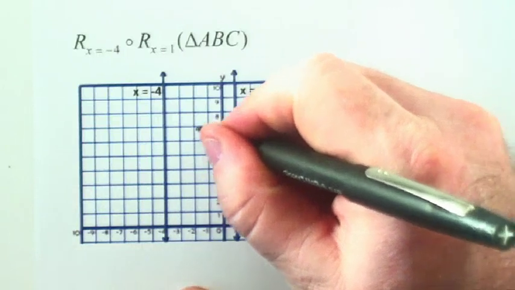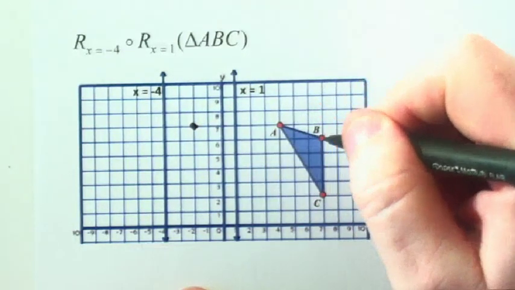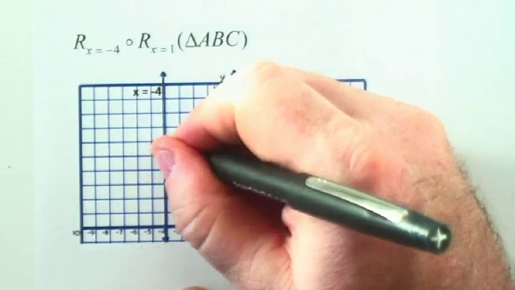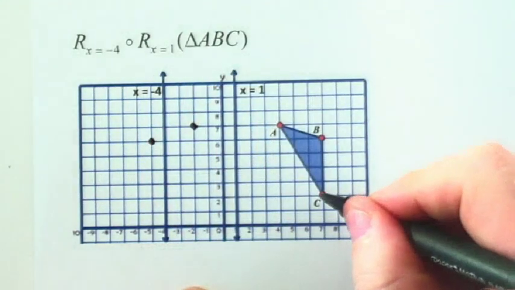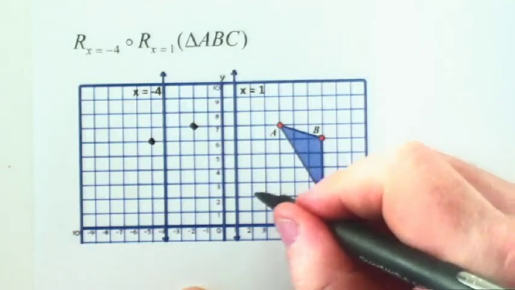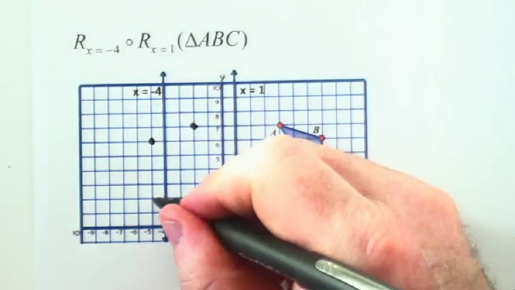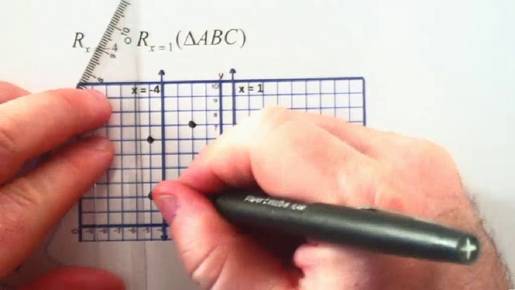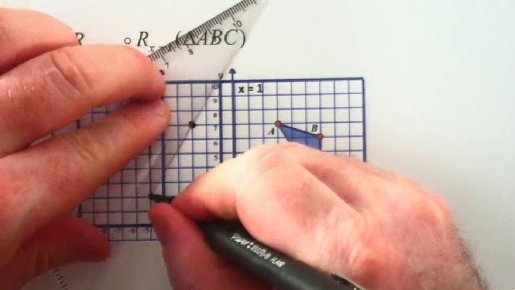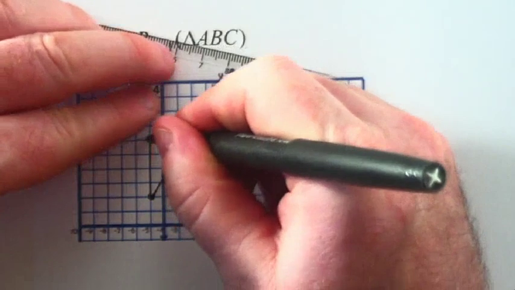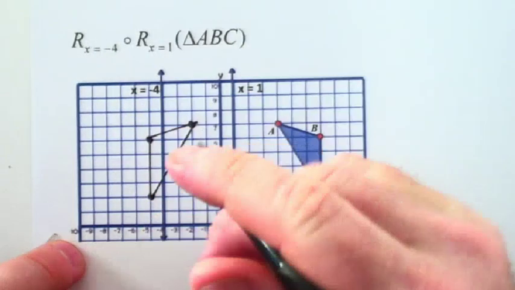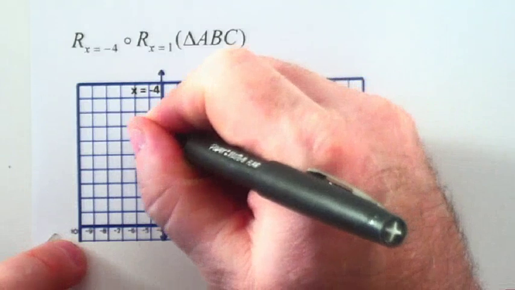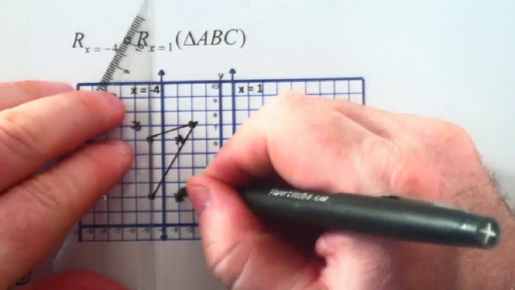1, 2, 3, that would go there. And then 1, 2, 3, 4, 5, 6 would go here. And this would also go in the same location. So our first reflection would place it here. And then our second one was over this line, so it would land here, and here would be the final result.